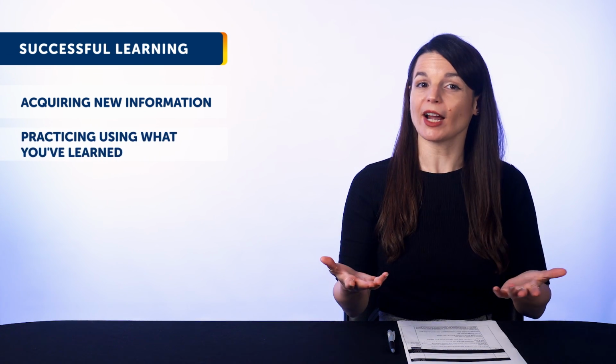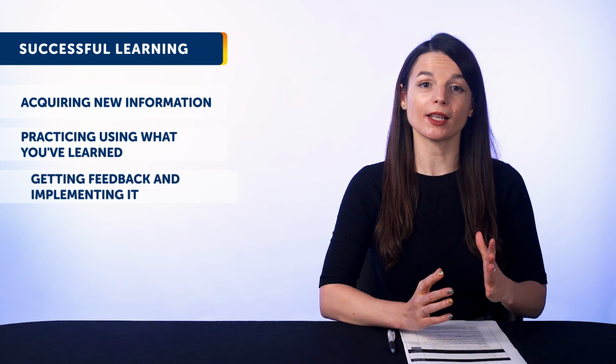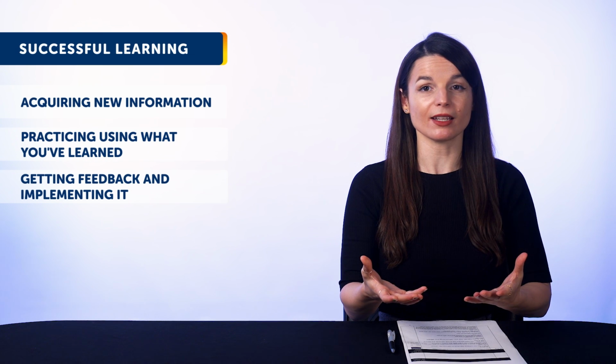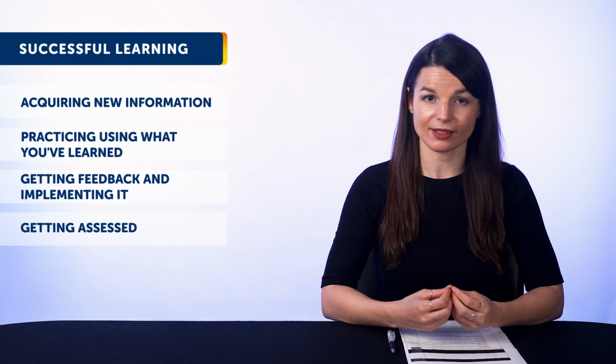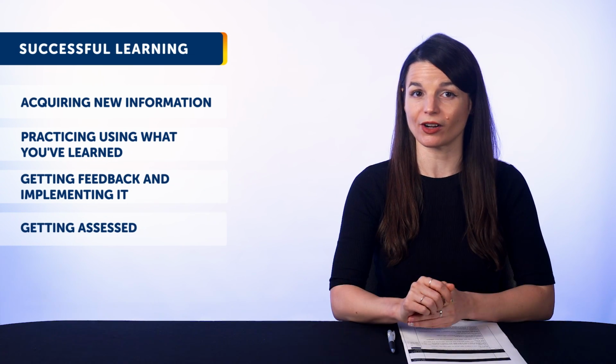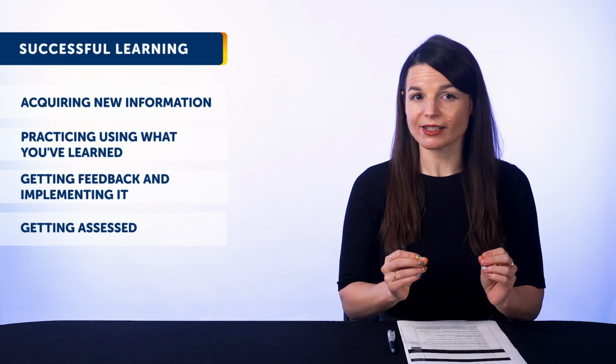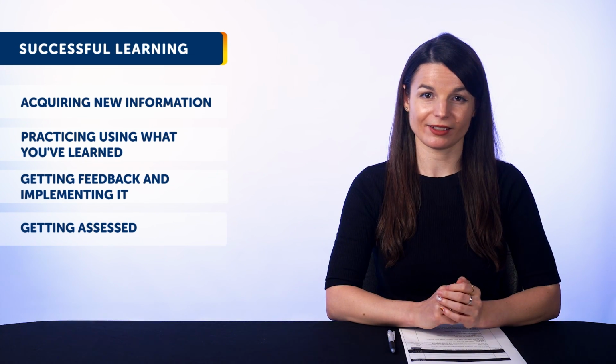How exactly? There's a simple formula to learning successfully. Successful learning requires 1. Acquiring new information, 2. Practicing using what you've learned, 3. Getting feedback and implementing it, and then 4. Getting assessed, someone telling you if you're on the right track or not. So if you want to learn fast, you'll want to do all of these things. Now, if you're learning alone, then you're mostly just acquiring new information.